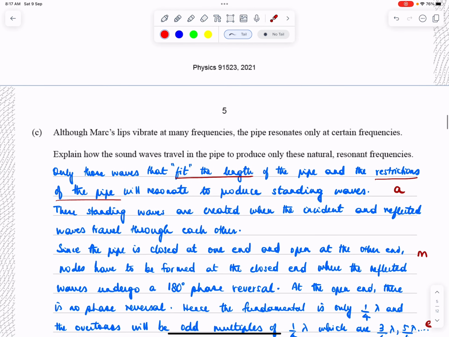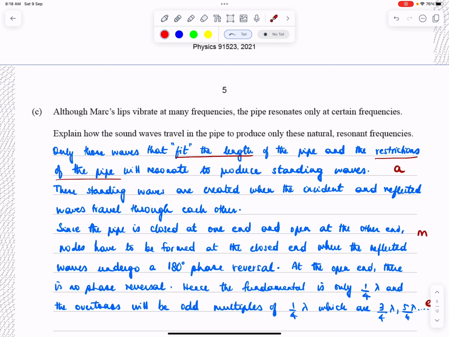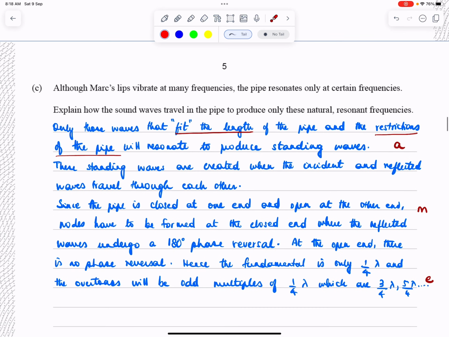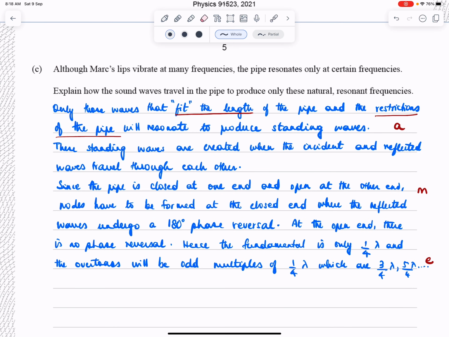Okay, although Mark's lips vibrate at many frequencies, the pipe resonates only at certain frequencies. Explain how the sound waves travel in the pipe to produce only these natural resonant frequencies. So there are certain points that you have to make here. The important thing is, in this situation, only those waves that fit the length of the pipe and the restrictions of the pipe will resonate to produce standing waves. So there's your achieved. Now these standing waves are created when the incident and reflected waves travel through each other.